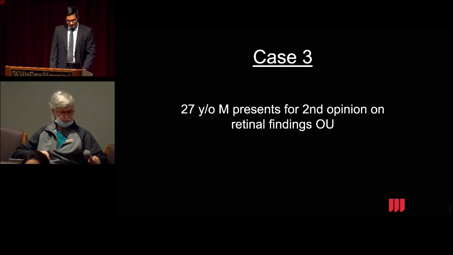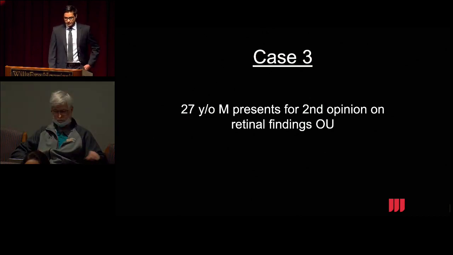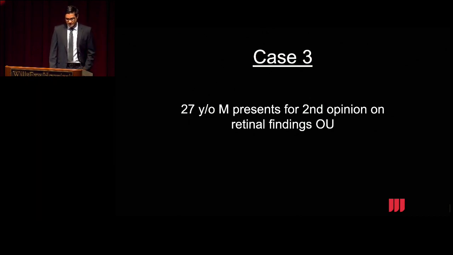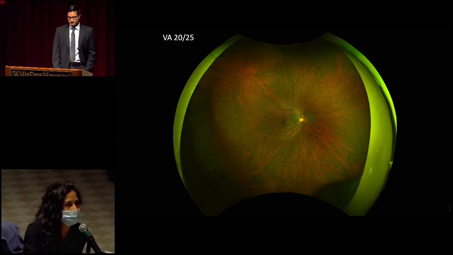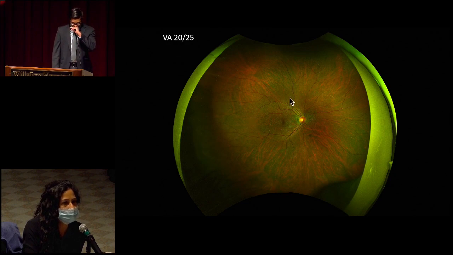So we have 2 minutes left for case 3. A 27-year-old male presenting for a second opinion on retinal findings in both eyes. We have a wide field color fundus photo of the right eye. Vision is good at 20/25. Media is clear. Disc margin looks sharp. We do have some peripapillary atrophy. Vessels look normal in their coursing and caliber.